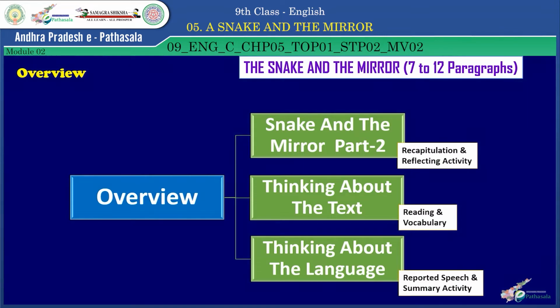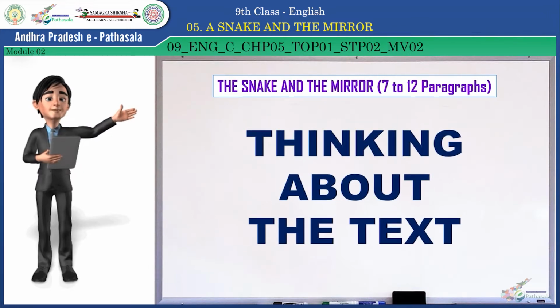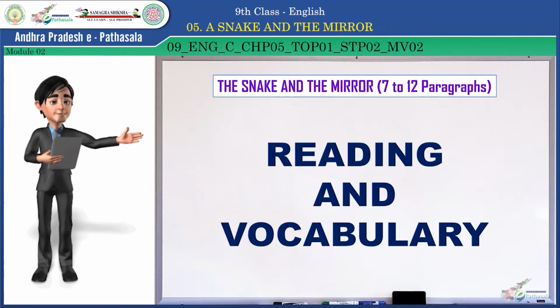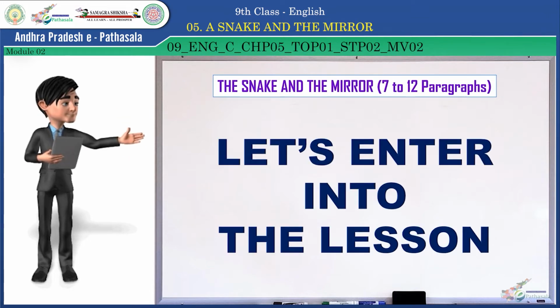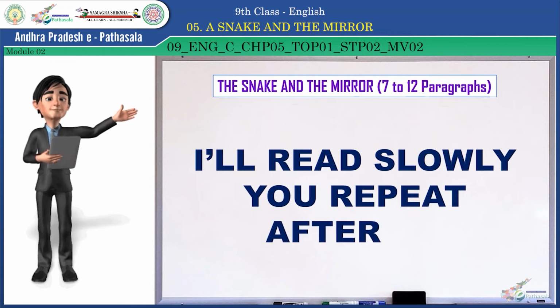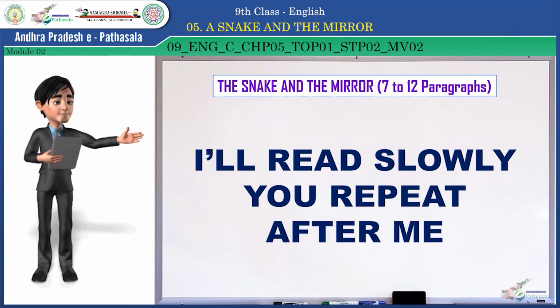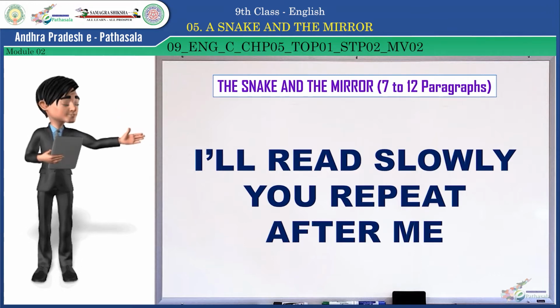Now, children, let's get into the next part, thinking about the text. In this, we are going to have reading and vocabulary. Come on, children, come with me. Let's enter into the lesson. Children, here I want to say one important thing: I'll read the text slowly so that you will repeat after me. Will you repeat after me, children? Yeah, let's come into this text now. I'm going to read the text.